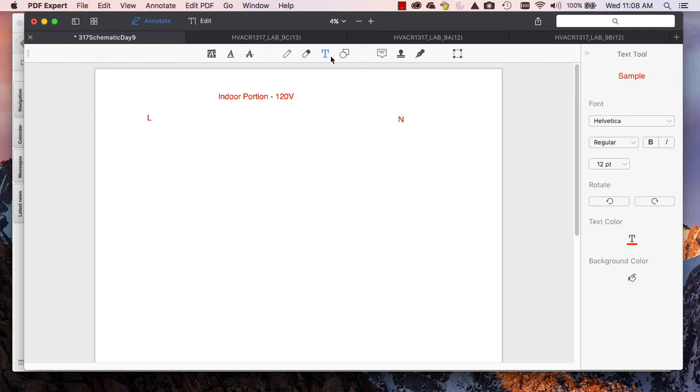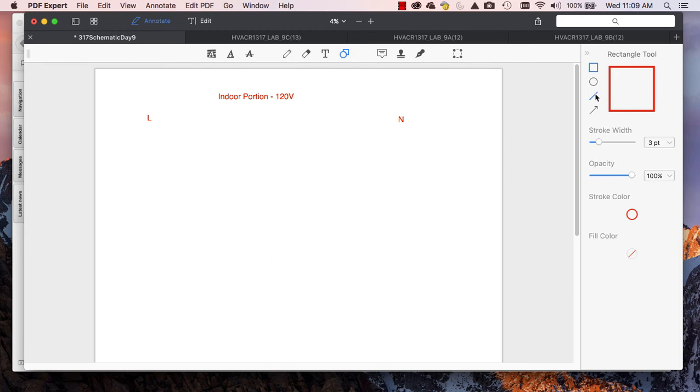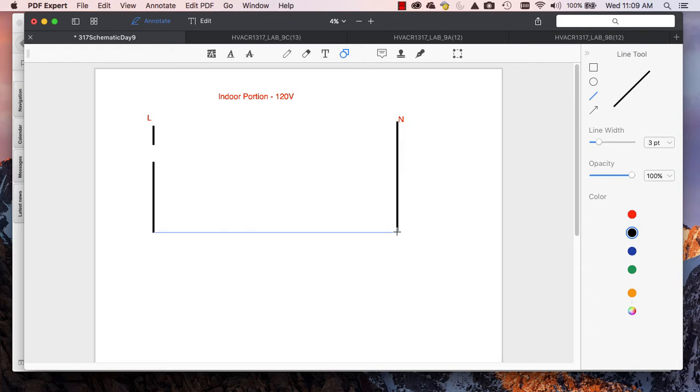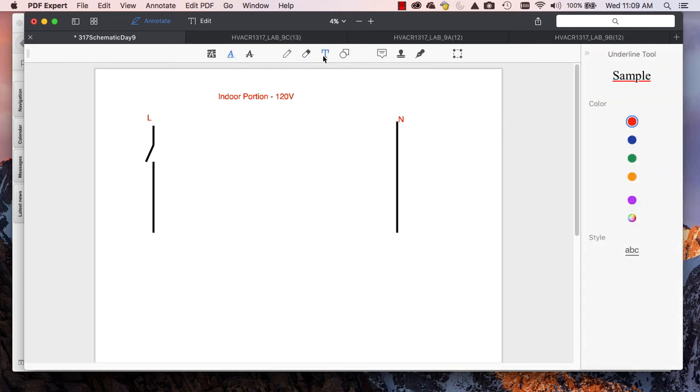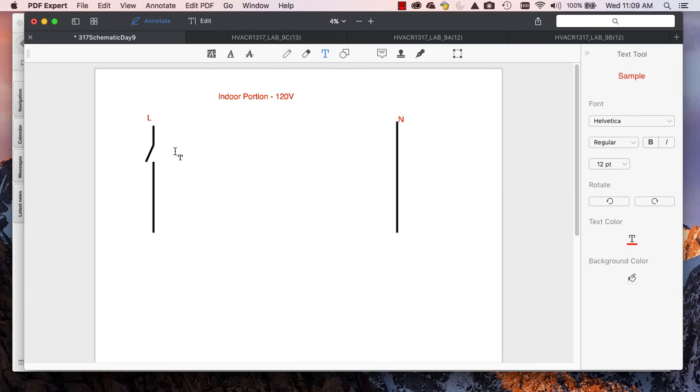Okay, we know that every single circuit we deal with, we're going to have a service switch. So let's go ahead and just give ourselves that. Okay, I know I'm going to come out here with my neutral. Okay, let's go ahead and give our service switch. We're going to go ahead and label that service switch.